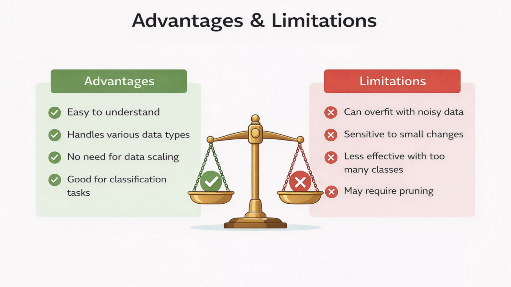However, decision trees also have limitations. They can overfit the data, which means they might memorize patterns instead of learning general trends. They are also sensitive to small changes in the data, which can sometimes lead to different results. In more complex situations, other models may perform better.